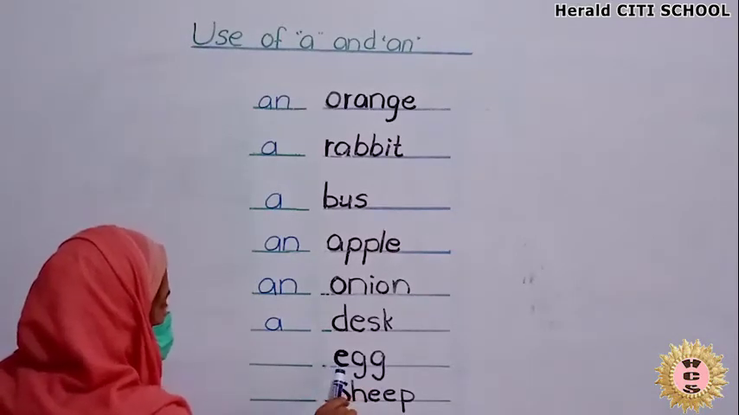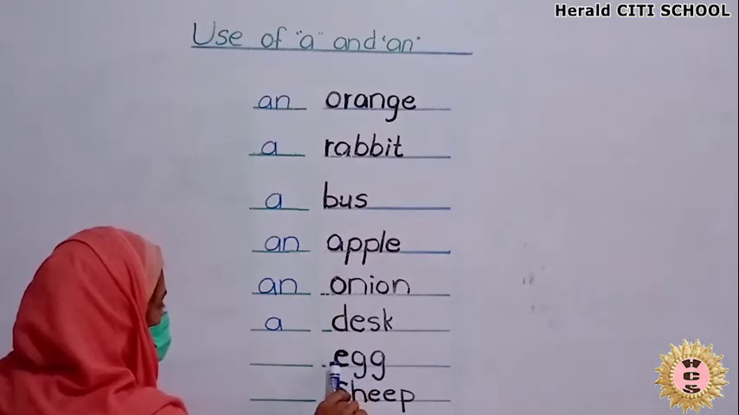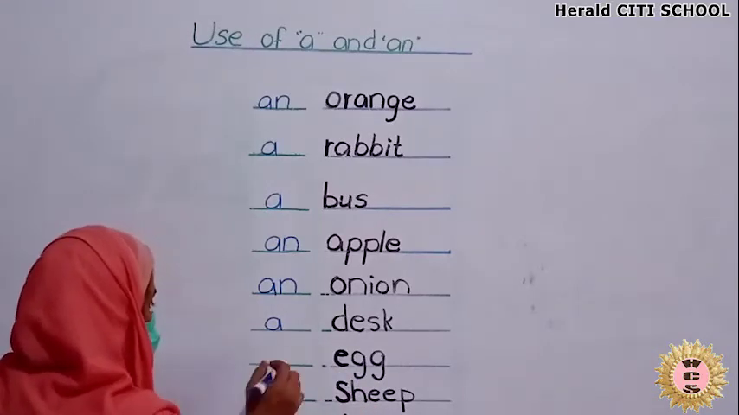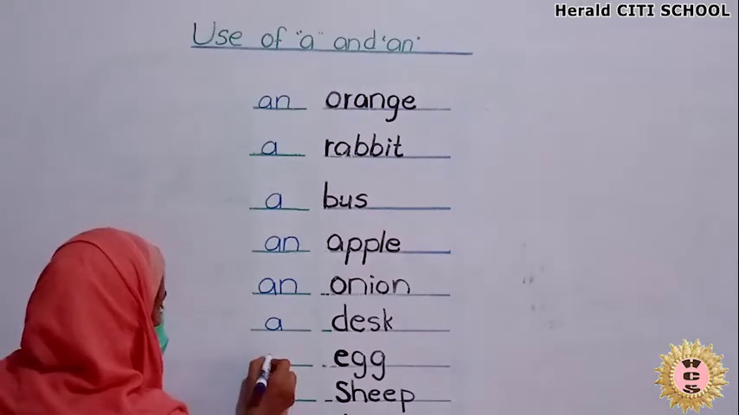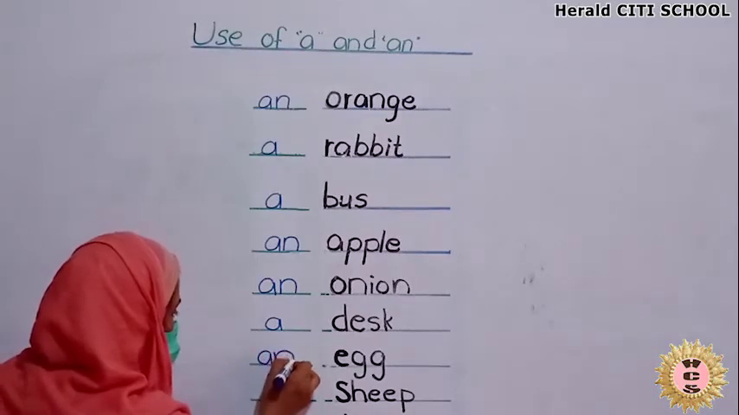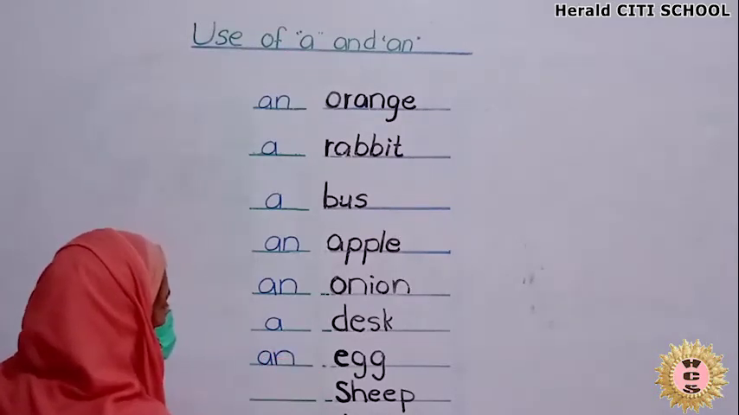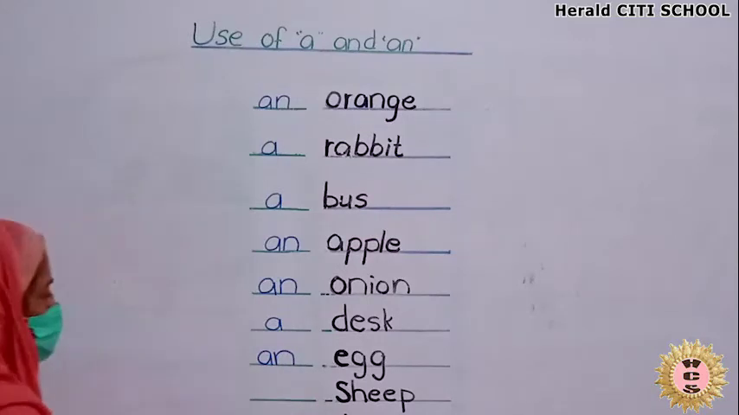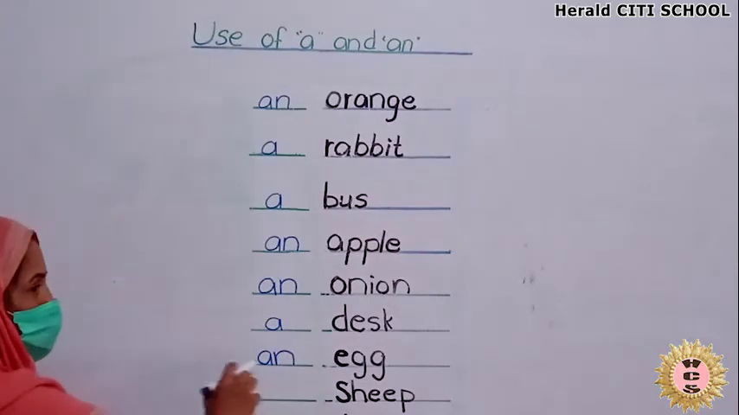This is egg. E-G-G. Egg. So we will write here AN because E is a vowel. And we write AN in front of those words which start with a vowel, and E is a vowel.